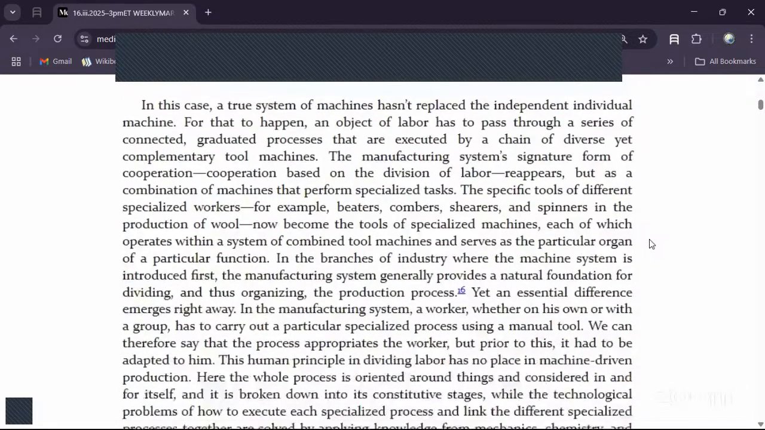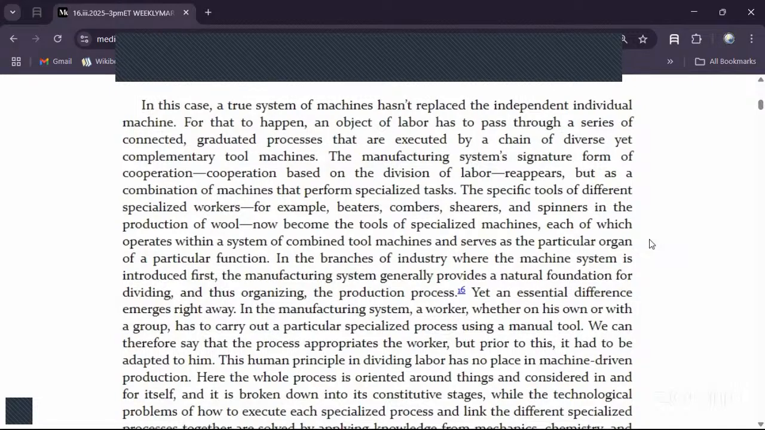Now, in this case, a true system of machines hasn't replaced the independent individual machine. For that to happen, an object of labor has to pass through a series of connected graduated processes that are executed by a chain of diverse yet complementary work machines, complementary tool machines. The manufacturing system's signature form of cooperation, cooperation based on the division of labor, reappears, but as a combination of machines that perform specialized tasks. The specific tools of different specialized workers, for example, beaters, combers, shearers, and spinners in the production of wool, now become the tools of specialized machines, each of which operates within a system of combined tool machines and serves as the particular organ of a particular function.